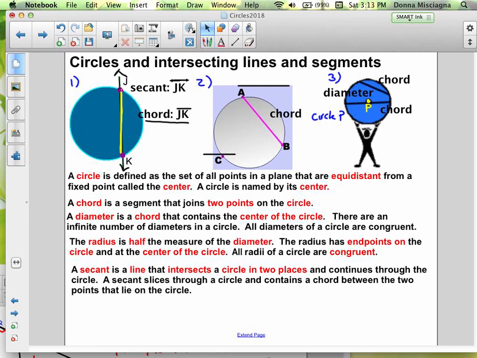A chord is a segment that joins 2 points on the circle. So here we have a chord. It goes from point J to point K, so it goes between those 2 points. It stops at those endpoints. That would be chord JK. Notice that we use the symbol for a line segment, because a chord has a fixed length. If it has a fixed length, there are no arrows, it's not infinite, so we use a line segment.